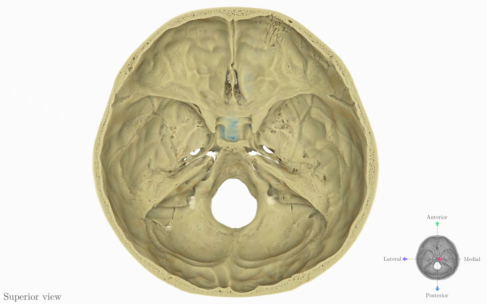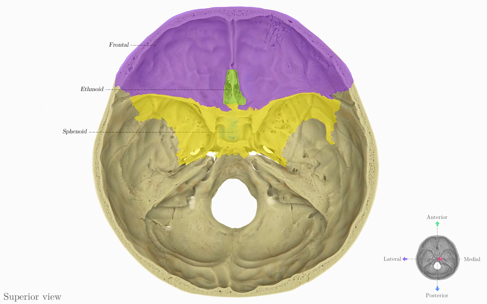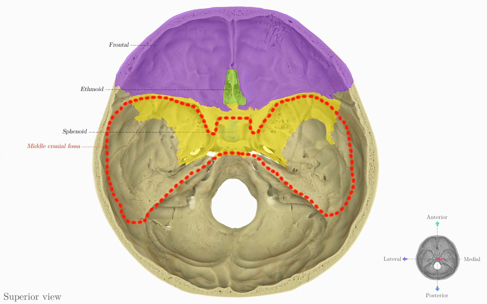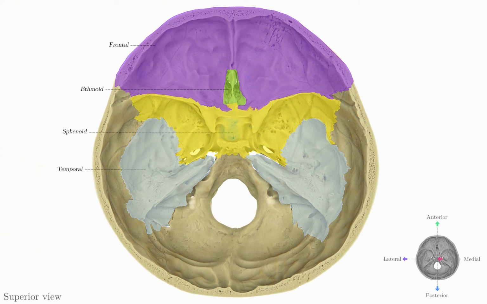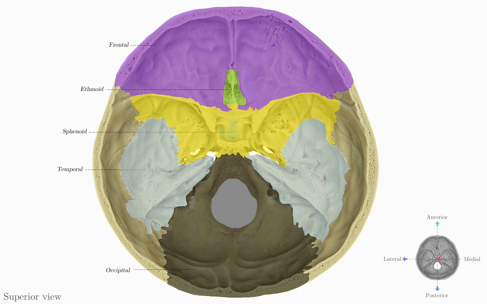This superior view shows the skull sectioned in the transverse or axial plane, allowing observation of the base of the cranial cavity. Here you can see the frontal, ethmoid, and sphenoid bones forming the anterior cranial fossa. The middle cranial fossa is visible, spanning from the sphenoid bone to the temporal bone. The temporal bone and occipital bones form the posterior cranial fossa.